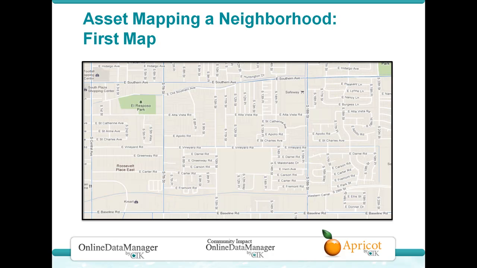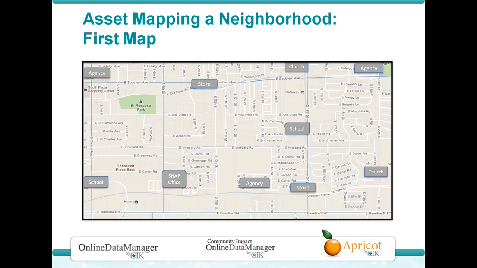So the next thing I asked them to do was to do an asset map of the neighborhood. What are the assets that we have available to be used? So we put a big piece of paper on the wall, we drew this map, and I asked the resident leadership team to begin to map the assets. Typically in the first map we begin to map the institutional assets, because that's what most people are used to dealing with. So we had the agencies: a church, a store, a school, an agency, the local SNAP food stamp office, another school, a store, another church, an agency.